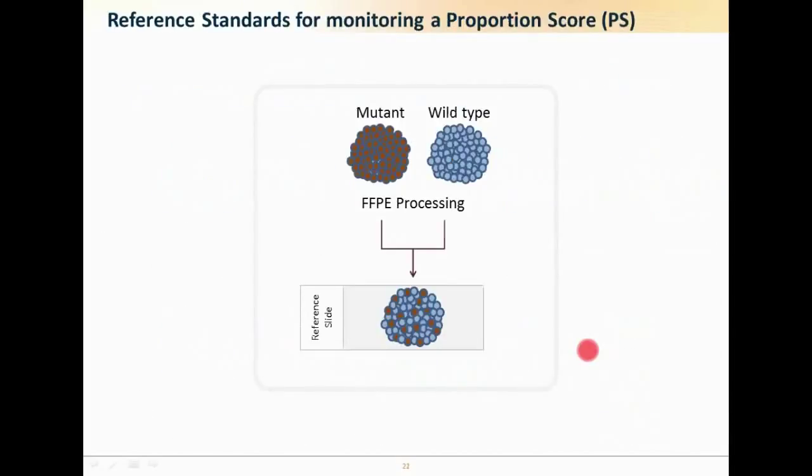So for the proportional score, like I said, it's relatively simple. We take a mutant that we've generated, like an EML4-ALK translocation mutant. We can then mix that with the wild type that was used to generate the mutant, and then create a reference slide from that using our FFPE processing technology.